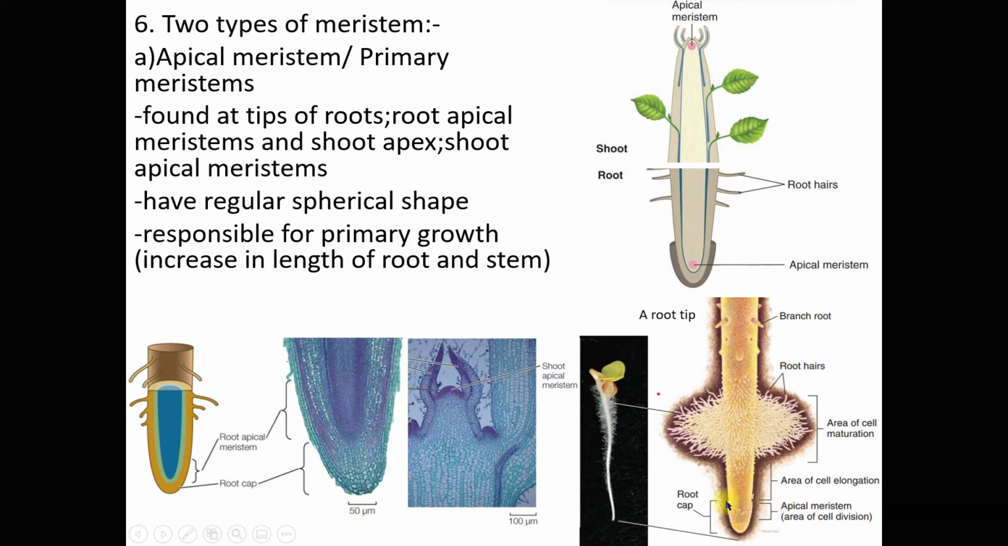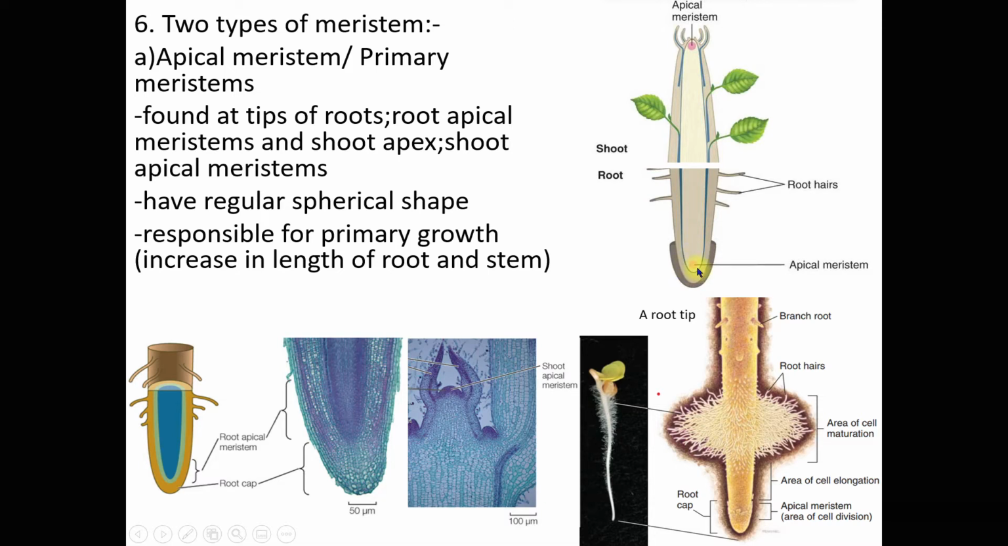Boleh nampak di sini. Okay, at the tips of the root. This is the root cap. Alright, the root cap is not part of the apical meristem. So this is where the apical meristem is located, at the tips of the root, right? And this apical meristem found at the tips of the root is known as the root apical meristem.